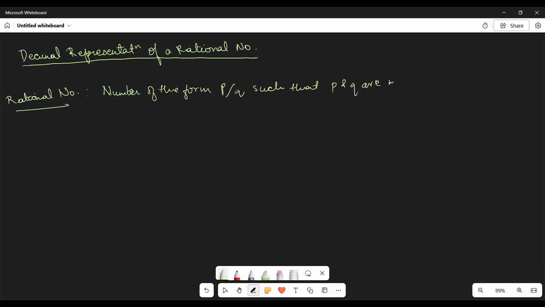Every rational number can be represented as decimal numbers as well. This is the decimal representation of the rational numbers. So how is it achieved? We simply divide p by q and the quotient is the decimal expansion.